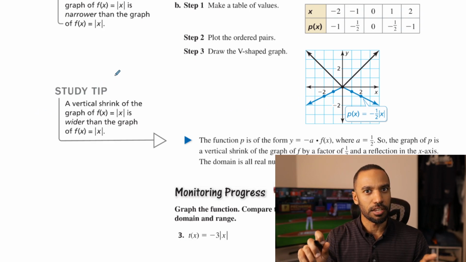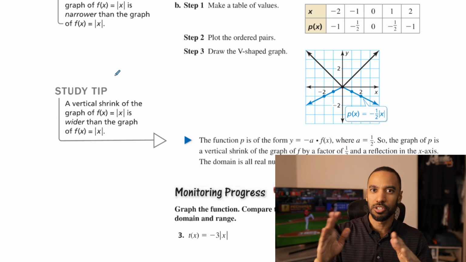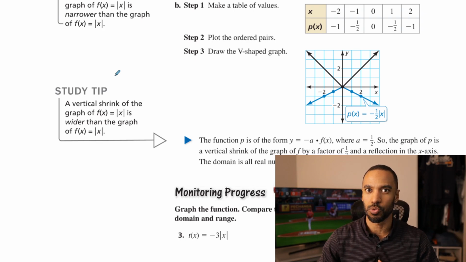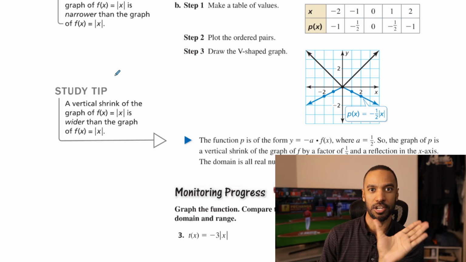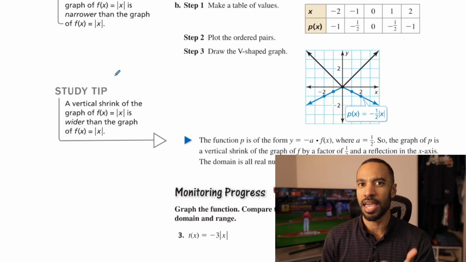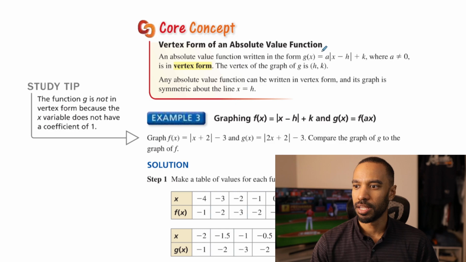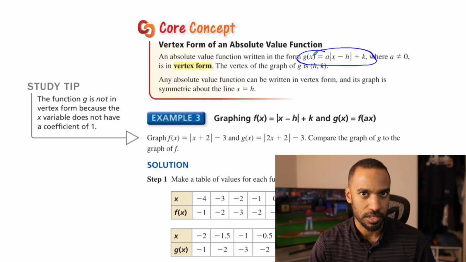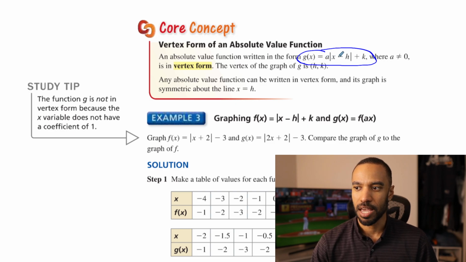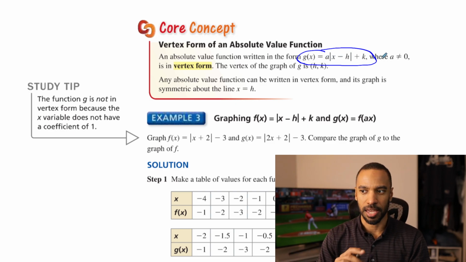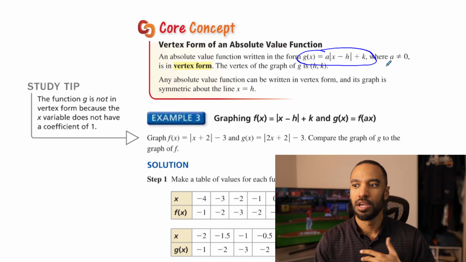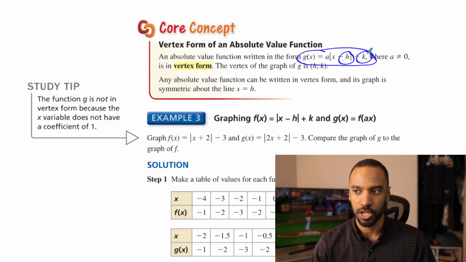So we've already seen a few things here. We've seen horizontal translations, vertical translations. We've seen vertical stretches, compressions, and reflections based on the letters a, h, and k. So when you put it all together, there is this form right here: some function, y equals g of x is y equals a times the absolute value of x minus h, plus k. a can't be 0. The vertex of your graph will be at h comma k.